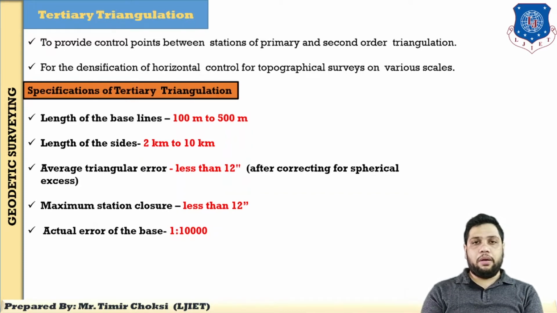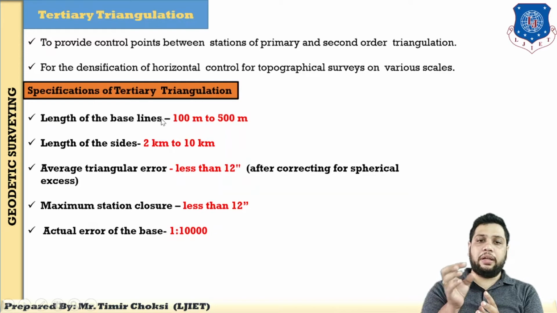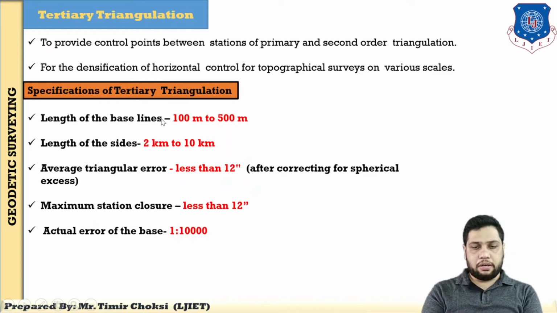So you have prepared the map for designing the reservoir or canal. So tertiary triangulation is most important. Here the length of the baseline is less compared to the primary as well as the secondary triangulation, because tertiary triangulation is running between primary and secondary order of triangulation. So the length of the baseline in a tertiary triangulation is 100 meter to 500 meter. Length of the side is 2 kilometer to 10 kilometer.